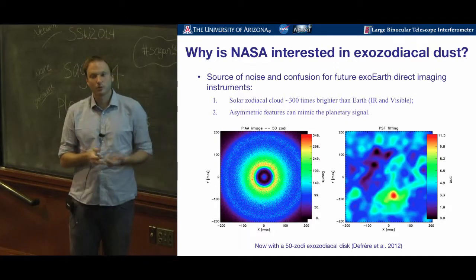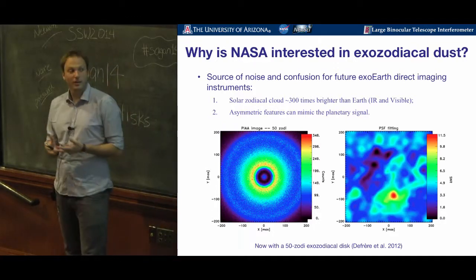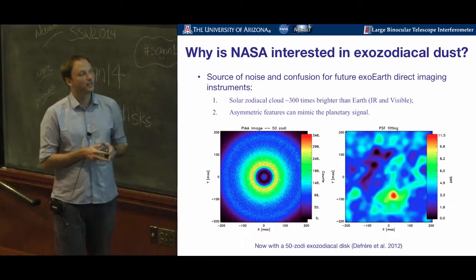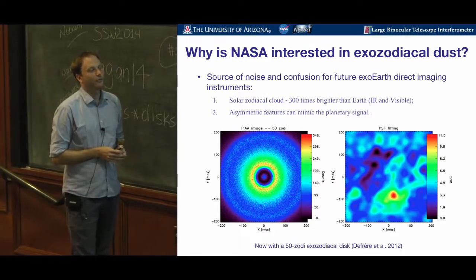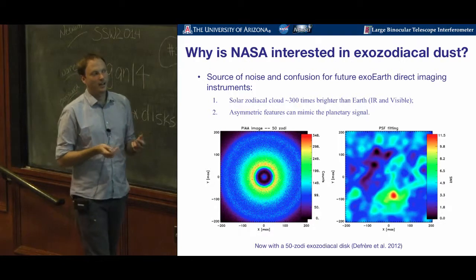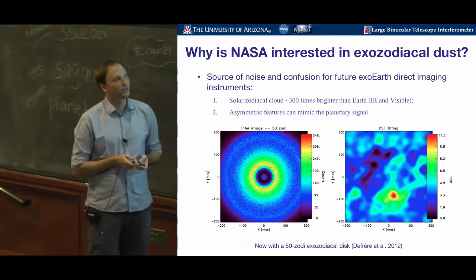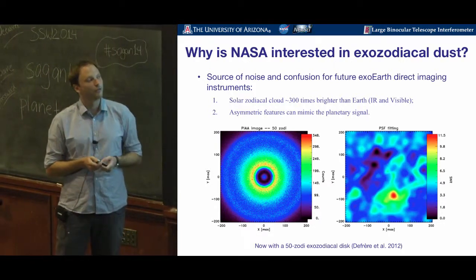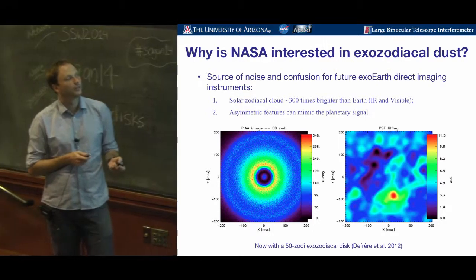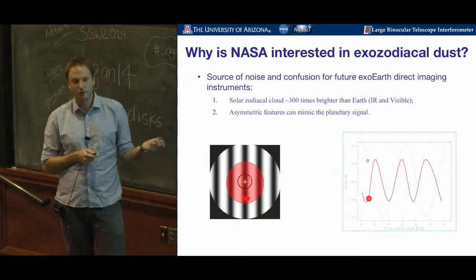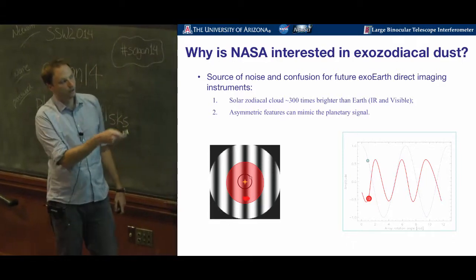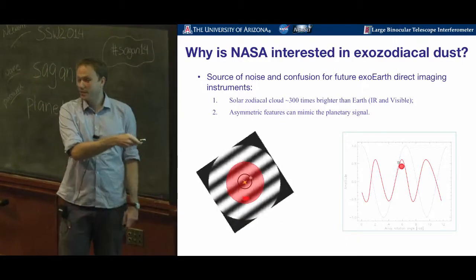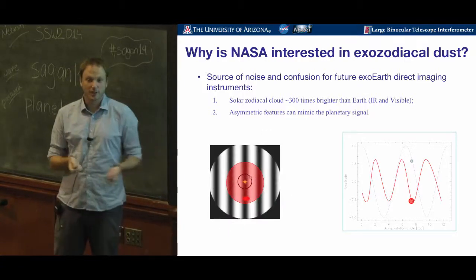So we want to characterize the level of dust around nearby stars, and we want to throw away stars which have really bright zodiacal light for future exo-Earth imaging instruments. Same problem for a nulling instrument. If you have a clump in the disk and then you rotate your instrument, the clump will be modulated at the same frequency as the planet, and you won't be able to tell anything about that.